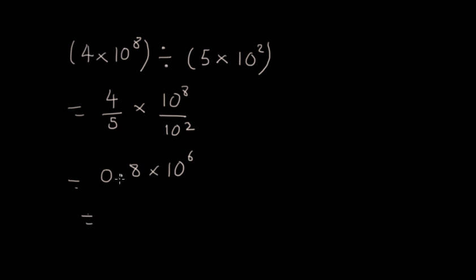And remember, when we're writing a number in standard form, we have the 8, we don't have the decimal place, so we're going to take one away from our index, to our standard index form. So it's 8 times 10 to the power 5.